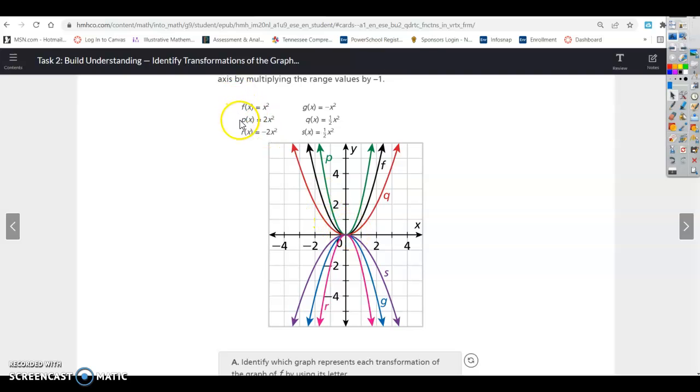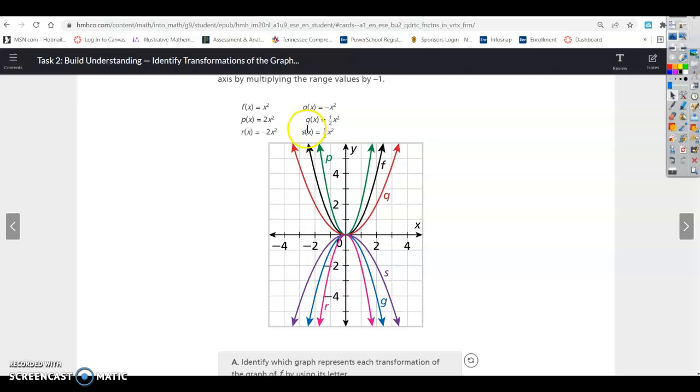And then you've got p of x is 2 times x squared. P of x is the green line here. So 2 times x squared. And then you've got r of x equals -2 x squared. So r of x is the reflection of p of x. So it's upside down because it is negative, but it's still 2x squared. All right, g of x equals -x squared. So g of x is the blue line here, and that's the reflection of f of x.